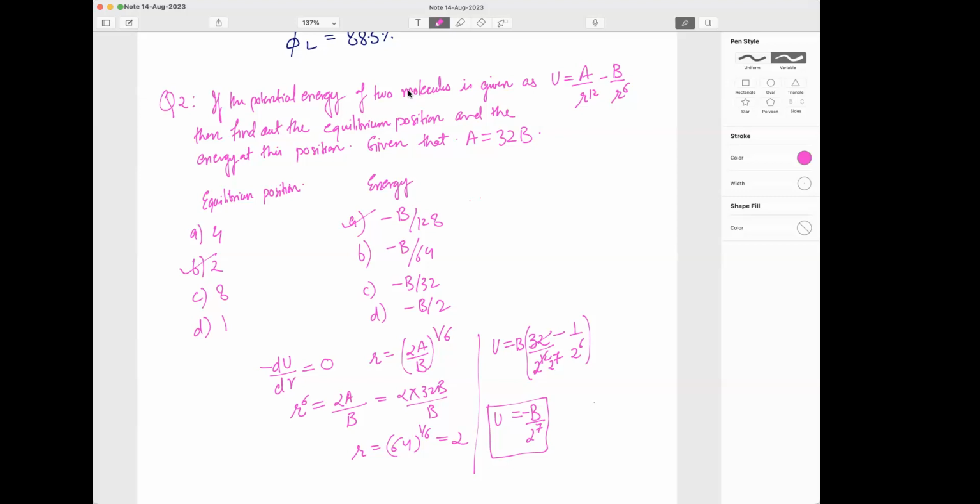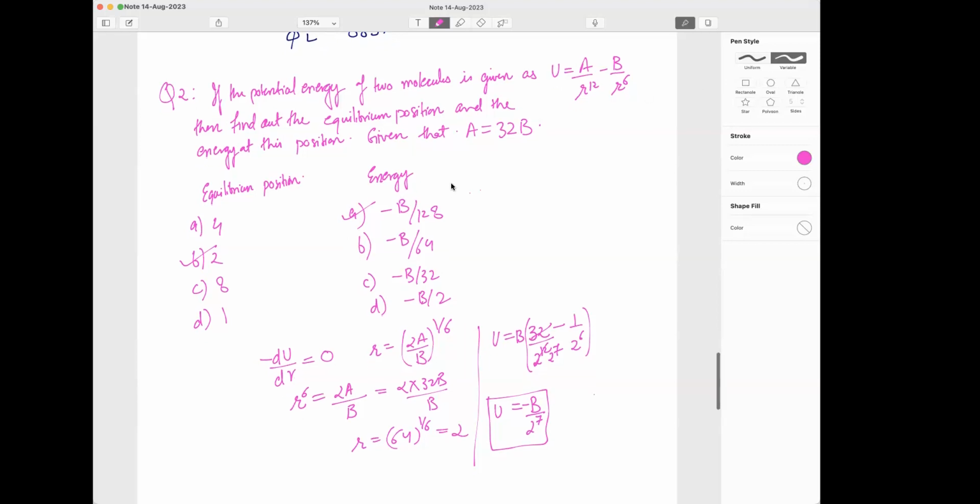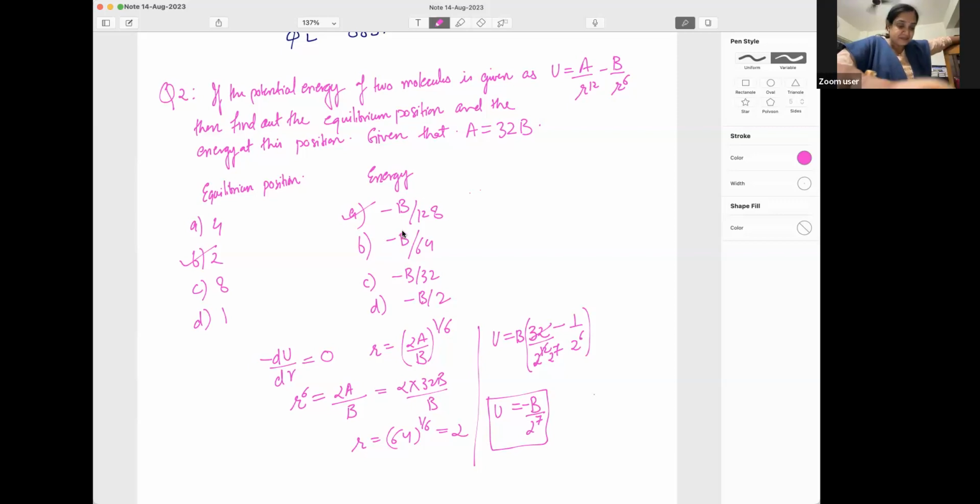Can you discuss the LJ potential? What do you want me to discuss on that? A problem based on it? Yes, this is the problem on the LJ potential only. Okay, I understood.